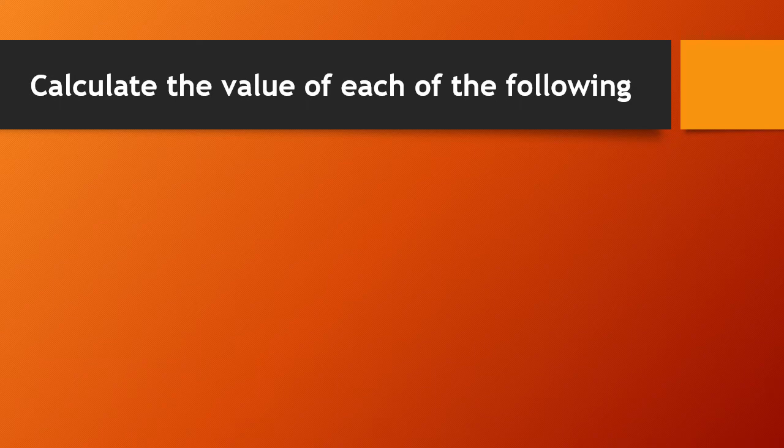Calculate the value of each of the following. 8 minus 3 times 4. The first operation we will do is multiplication. So it will be 8 minus 3 times 4, which equals 12. After that, we will do the subtraction operation. 8 minus 12 equals -4.